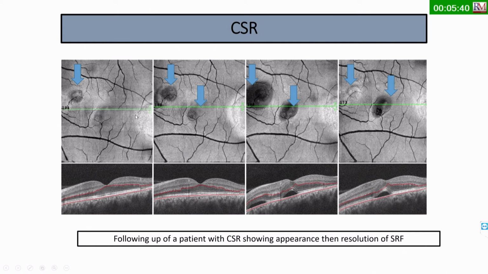Here, for example, is a patient with CSR with minimal fluid, a slight enlargement of the fluid, marked enlargement, and then the fluid started to resolve.